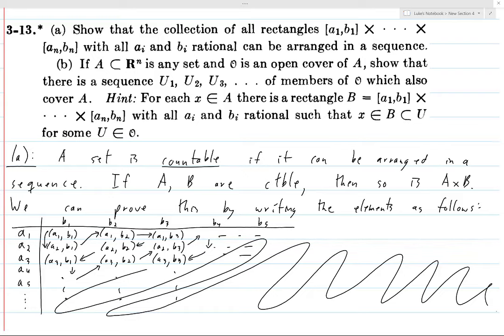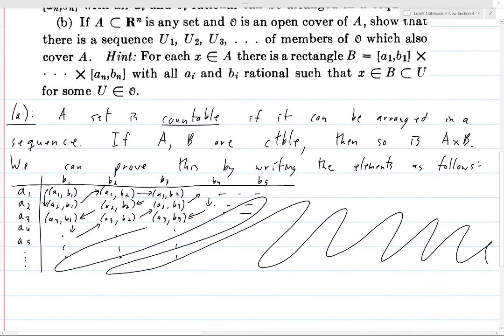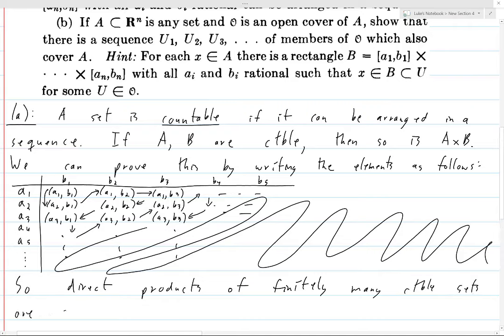We've proven that direct products of finitely many countable sets are countable. Okay, and that's the main fact that we needed.